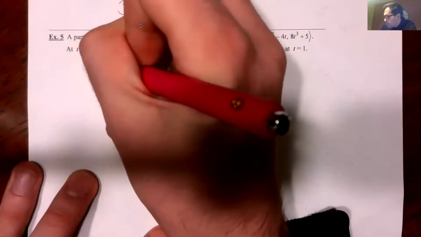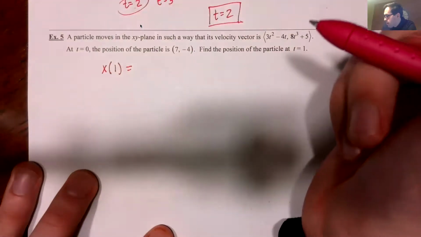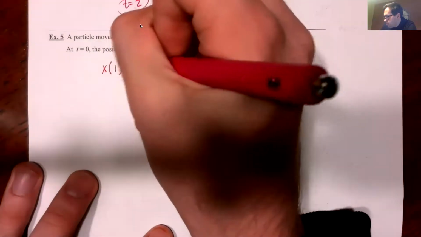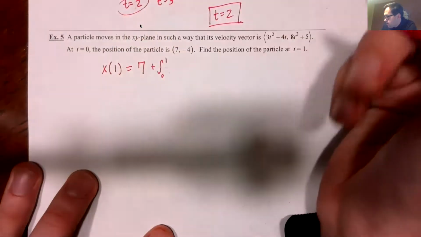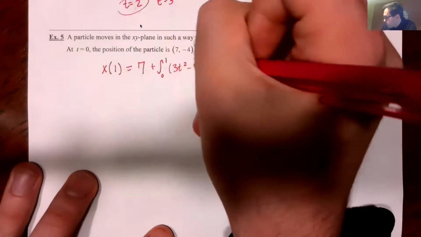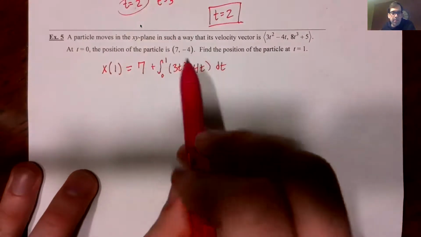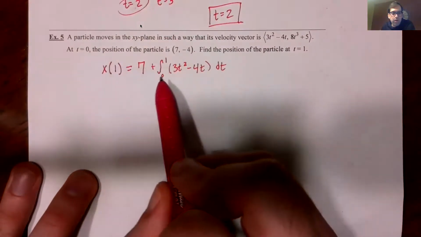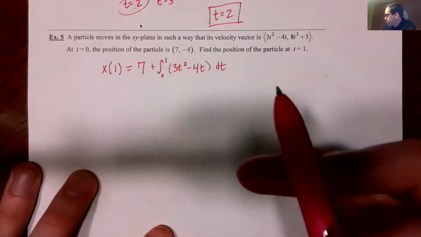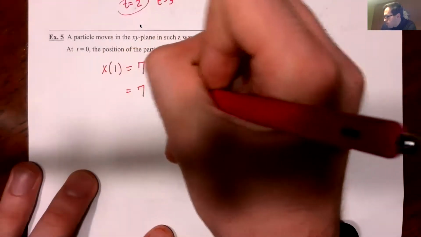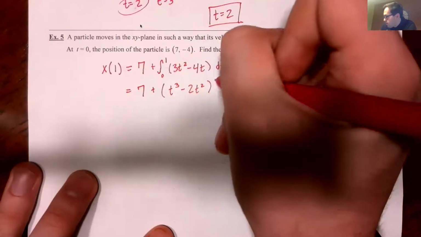So our x of 1 is going to be equal to the x of 0, which is 7, plus the integral from 0 to 1 of 3t squared minus 4t. Right? Because we're moving from 0 to 1, and that's our first derivative, right? That's the fundamental theorem, right? So what do we got here? We got 7 plus t cubed minus 2t squared from 0 to 1.